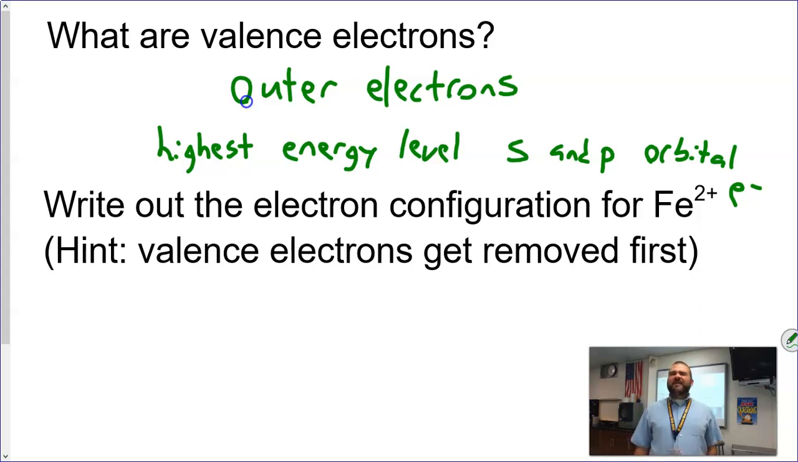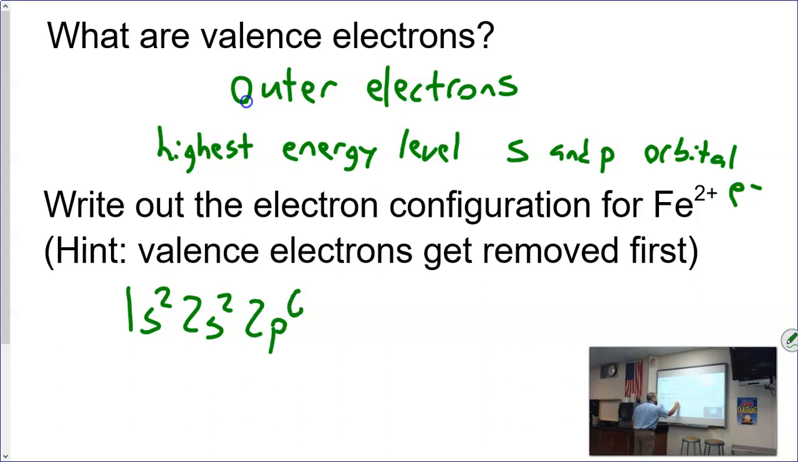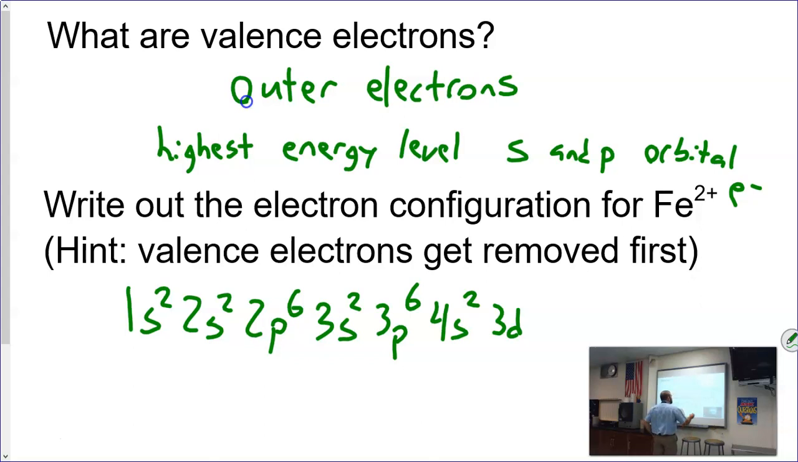Iron is element 26, and when we remove two of its electrons, we're going to remove them from the valence shell first. So I'm going to start with my first electrons: 1s2, 2s2, 2p6, 3s2, 3p6, 4s2, 3d, how many more do I need? Let's see, I got 10, 20, we need 6. That would be the electron configuration for iron if it was neutral, but it's not neutral, okay?